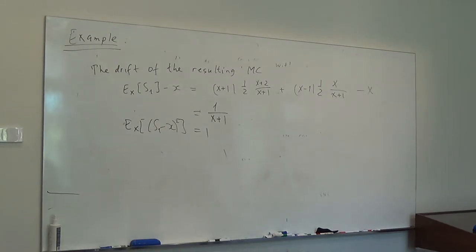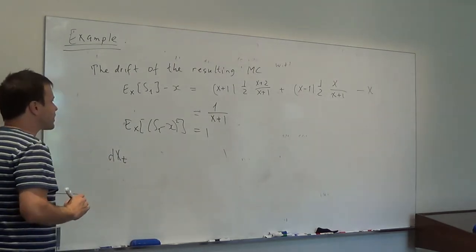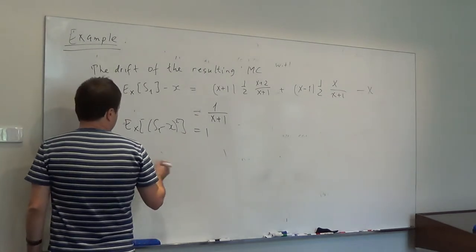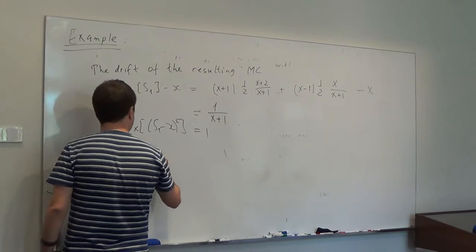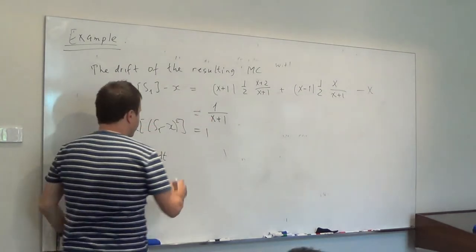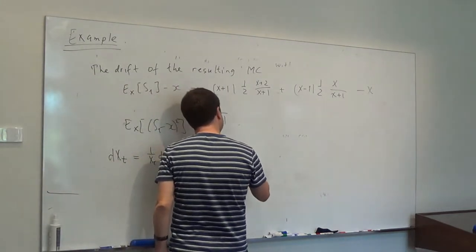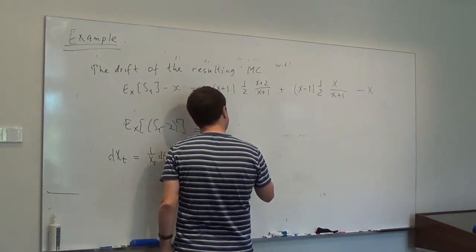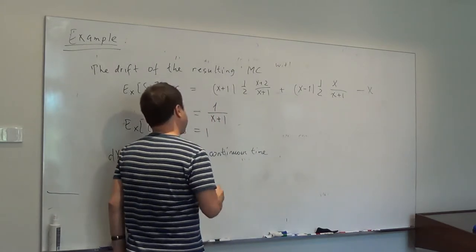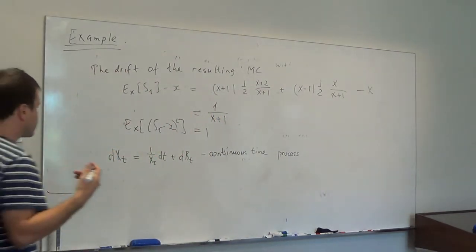If you think about some kind of continuous time process that will have approximately the same dynamics, then you're going to get a process which should satisfy something like this: dXt equals 1 over Xt dt, which corresponds to the drift coefficient, plus dBt. Okay, so that's the continuous time analog. Basically this is the so-called Bessel process.